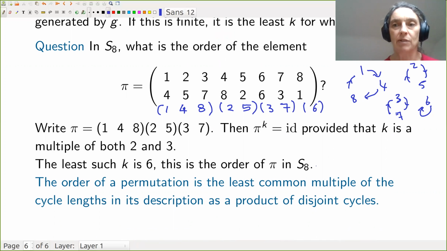And that's another key reason to be interested in the expression for a permutation as a product of disjoint cycles. It gives us a description somehow of its geometry, how it breaks up the set into different pieces and how it cycles them around. And from that, we can easily calculate, for example, its order, if that was something that you wanted to do.